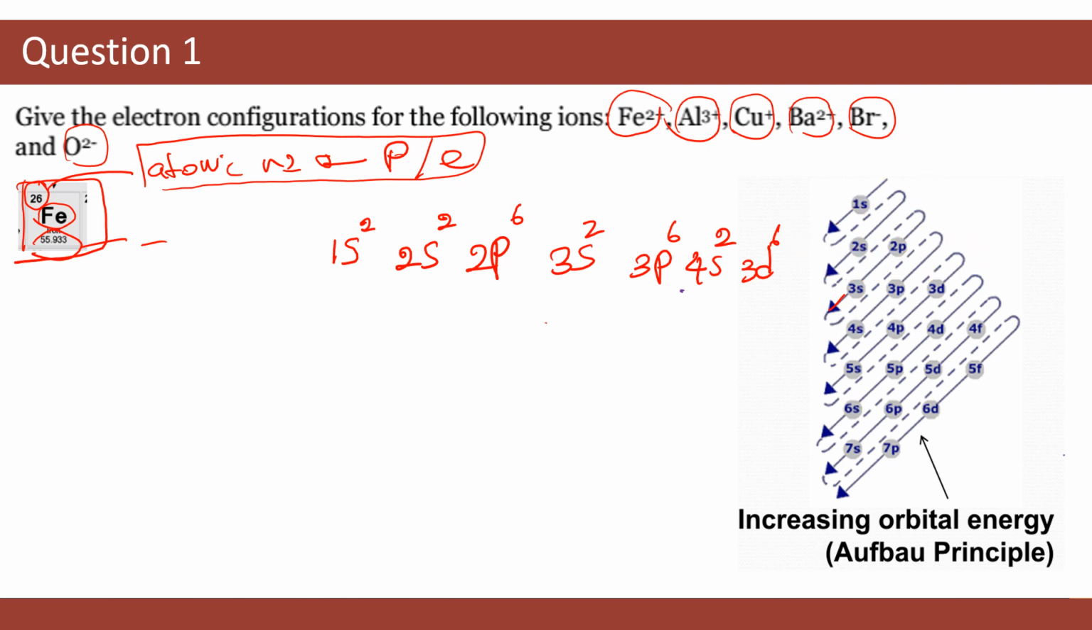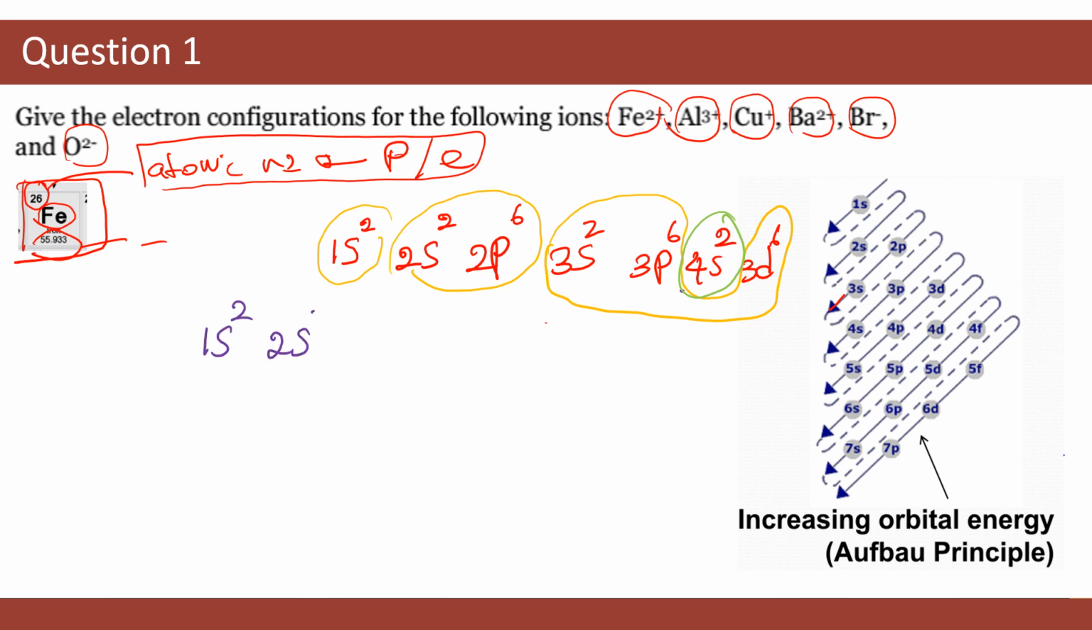You can arrange it. So this is shell 1, this is shell 2. If you consider this one, it is your shell 3 and this is your shell 4. You can rearrange it in the shell according to the shell number. But you need to first write this, otherwise we will go wrong. Okay, so I'm going to write it properly now. So 1s2, 2s2, 2p6, 3s2, 3p6, 3d6 and 4s2.